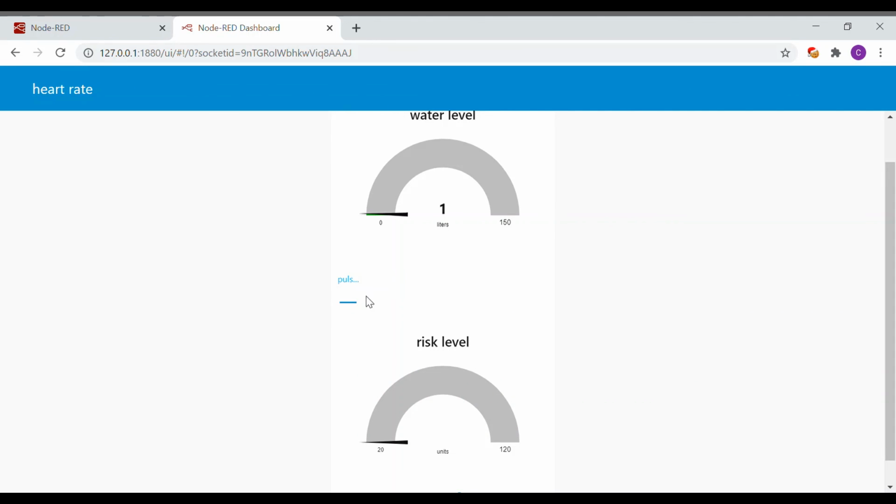So I'm trying out 40, which is not safe, 80, which is safe. It is safe up to a pulse rate of 100, and let me try 110, which is unsafe.